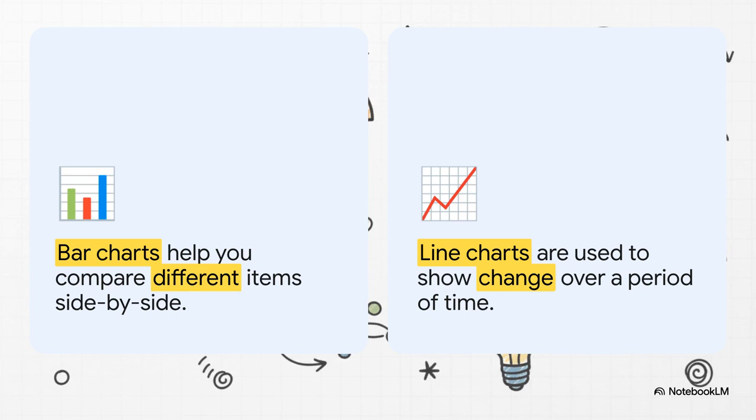Okay, let's make this super simple. Say you want to compare the sales of three different products. A bar chart is perfect, right? You can instantly see which bar is tallest. But what if you want to see how the sales of one of those products went up and down over the last year? Well, for that, a line chart's going to be your best friend. It shows that journey, that trend, perfectly.